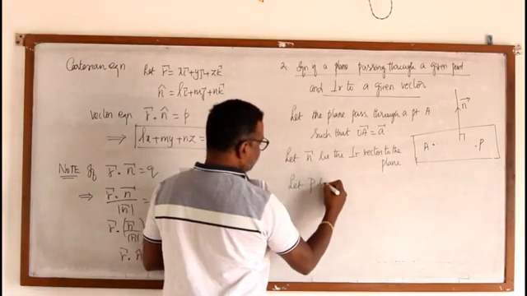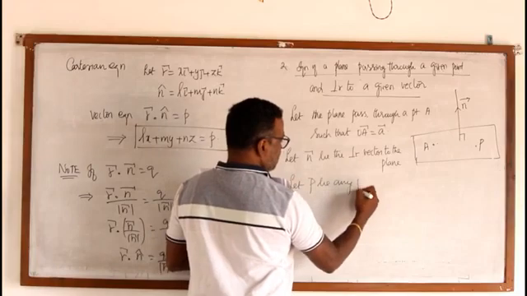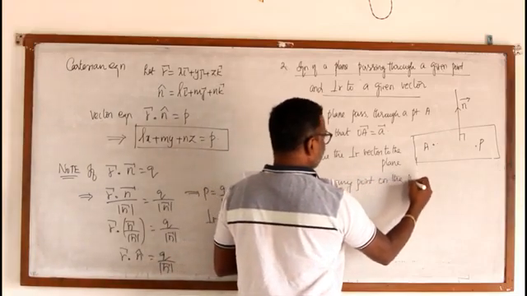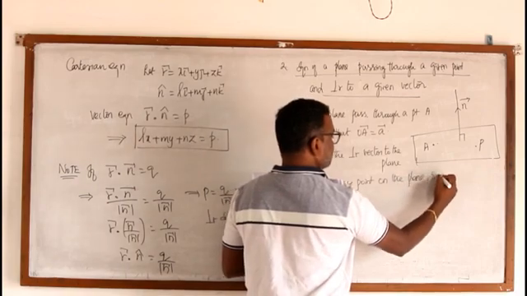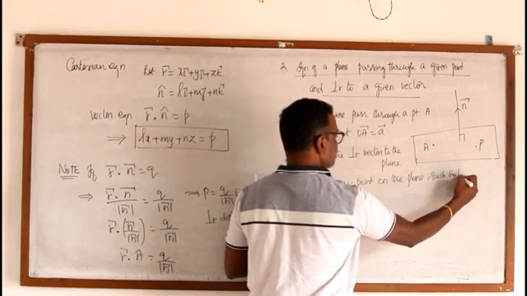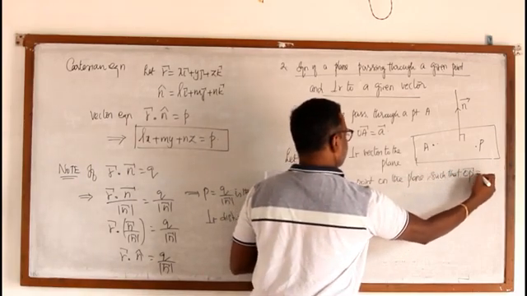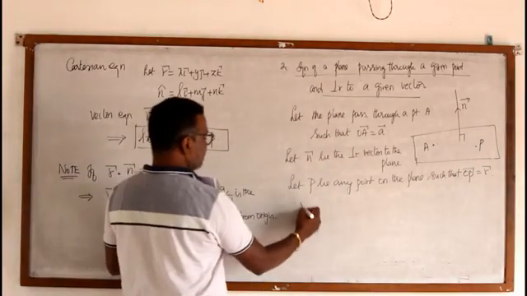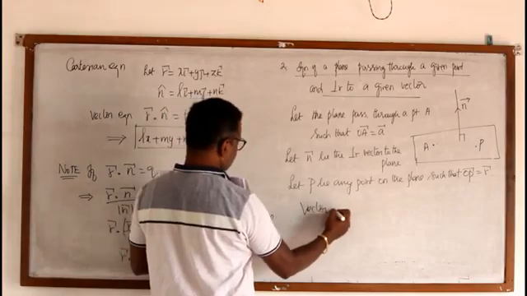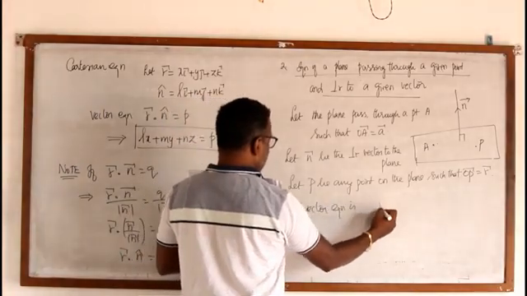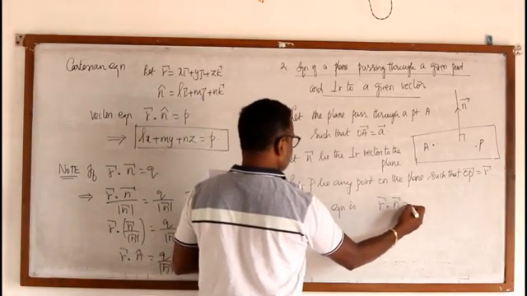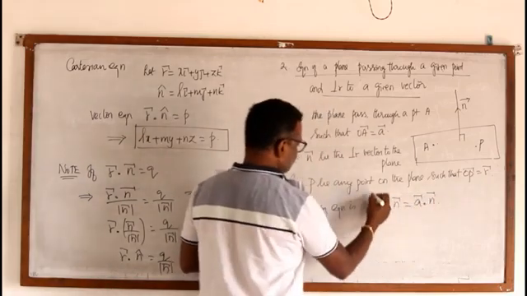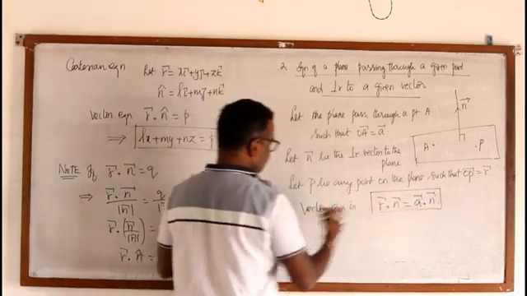Let P be any point on the plane such that OP vector equals R vector. Then the vector equation is straightly R dot n vector equal to A dot n vector. This is the vector equation.